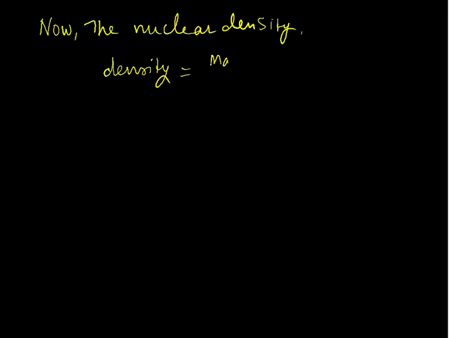The nuclear density, as you know, the basic formula of density is mass per unit volume. Density we define as mass per unit volume. So if we have to determine the nuclear density for any nucleus, then we have to find out the mass of the nucleus and the volume of the nucleus. Then after that one can find out the density of the nucleus, right?